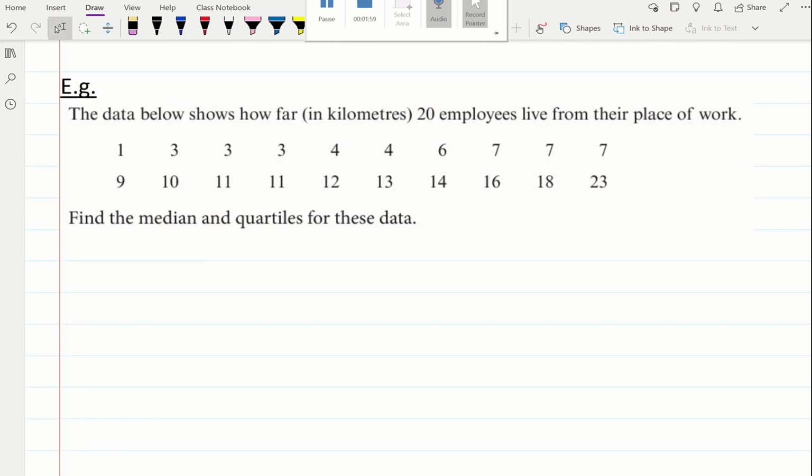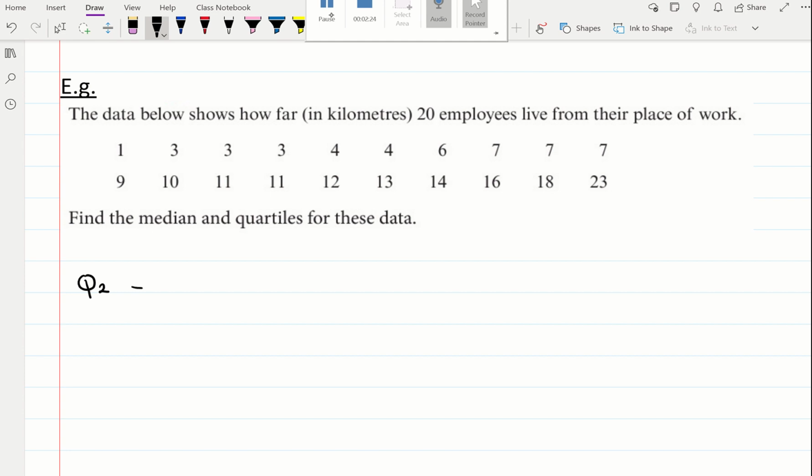Okay, so let's have a look at this. The data shows below how far in kilometers 20 employees live from their place of work. Find the median and the quartiles for this data. Now, this is discrete data. So the median is called quartile 2 because it's in the middle. And the lower quartile is quartile 1 and the upper quartile is quartile 3.